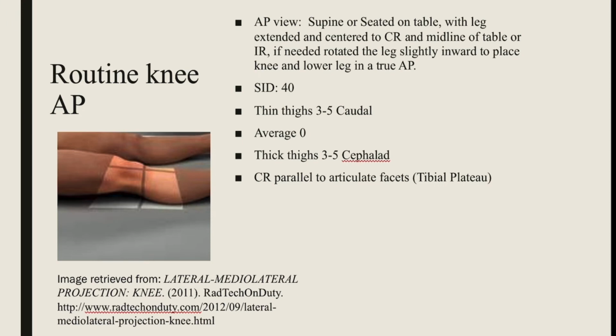The AP view: the patient is supine or seated on the table with the leg extended and centered to the CR and midline of the table or IR. If needed, rotate the leg slightly inward to place knee and lower leg in a true AP. The SID is going to be 40, and if the patient has thin thighs, we are going to angle 3 to 5 caudad. For the average patient, we don't need to angle, and for thick thighs, we need to angle 3 to 5 cephalic. The center ray is parallel to the articular facet or tibial plateau.